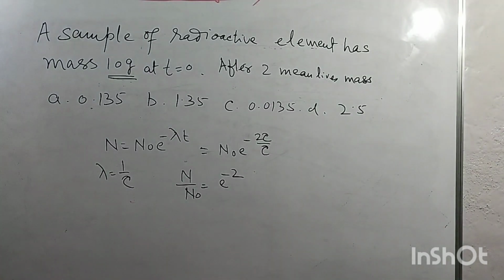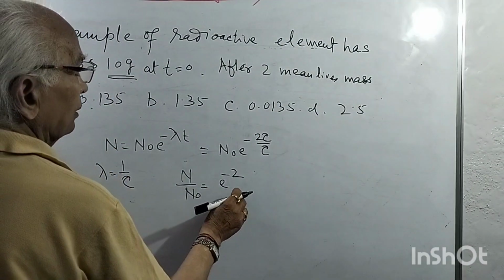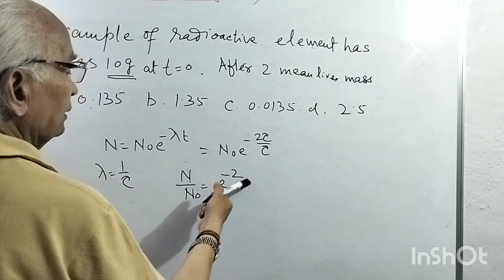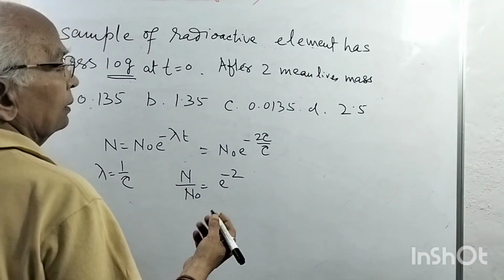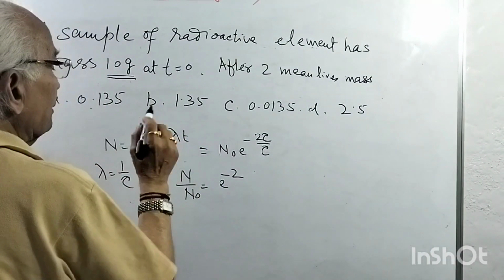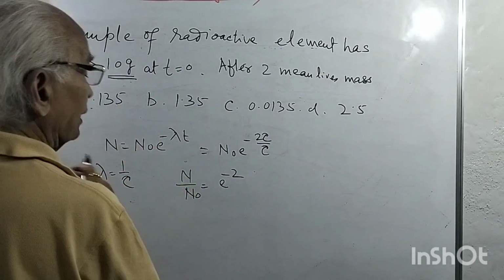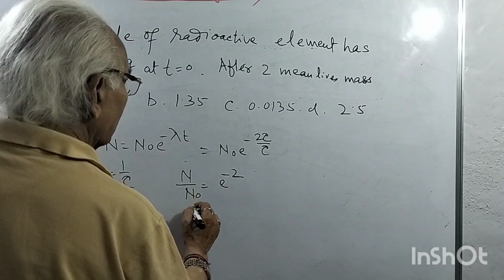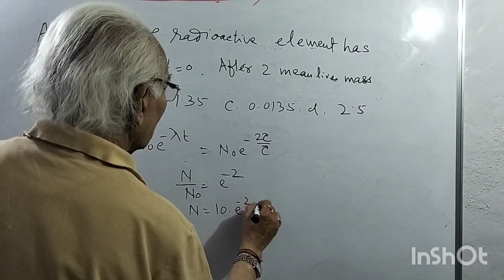If you have an idea of the exponential value, you can get it, but you have to get e to power minus 2 from the table, or just get it from common sense also. n naught was 10. So after 2 mean life, n will be 10 into e to power minus 2.